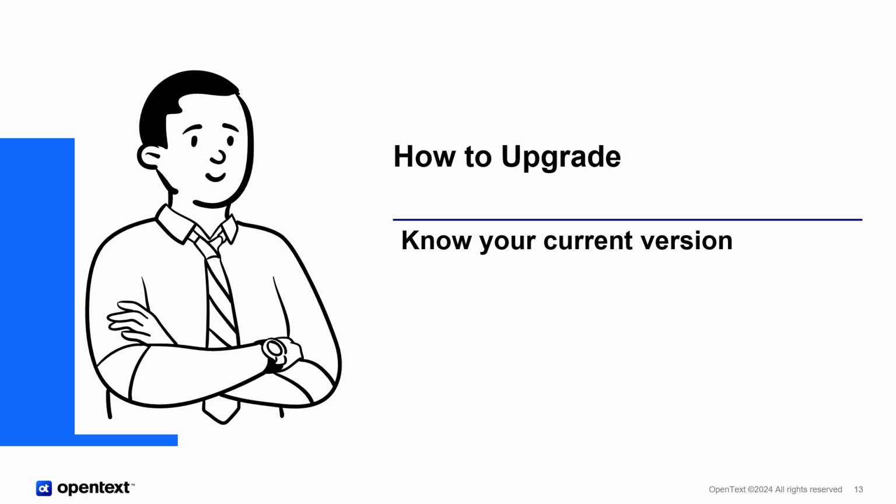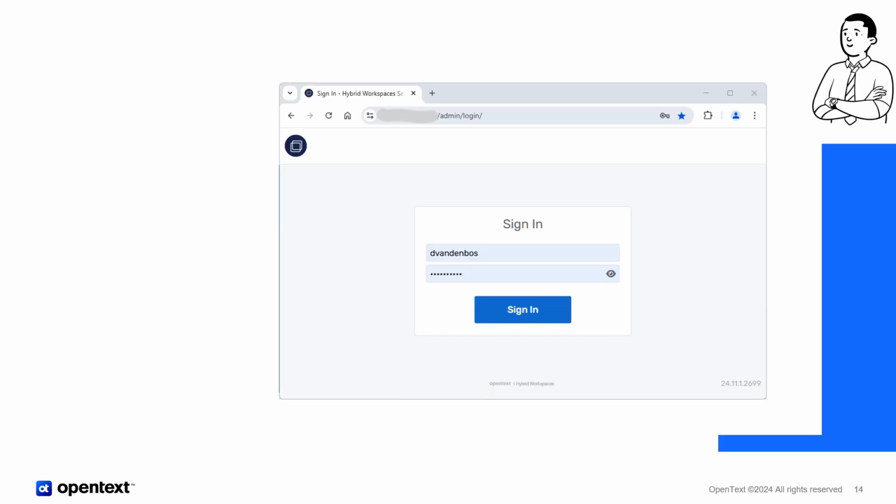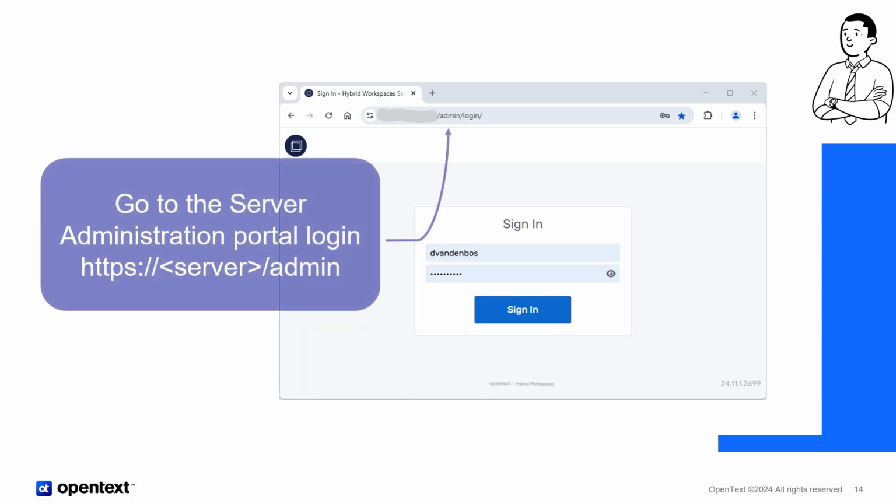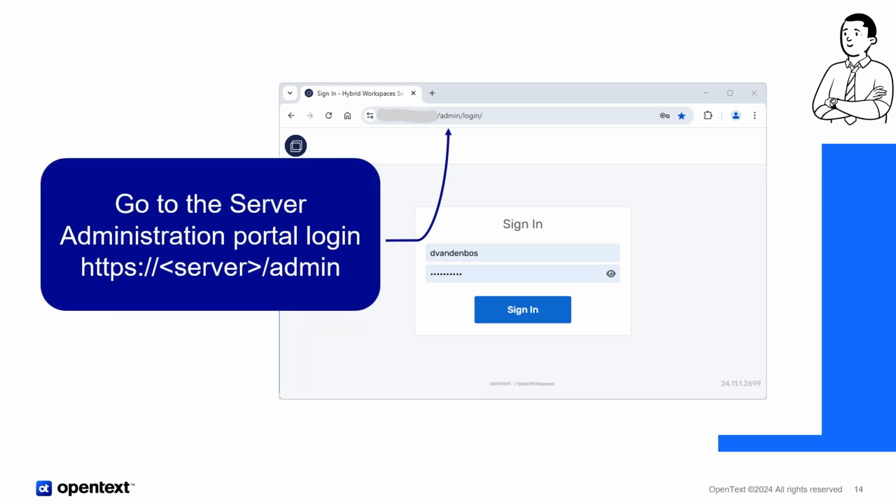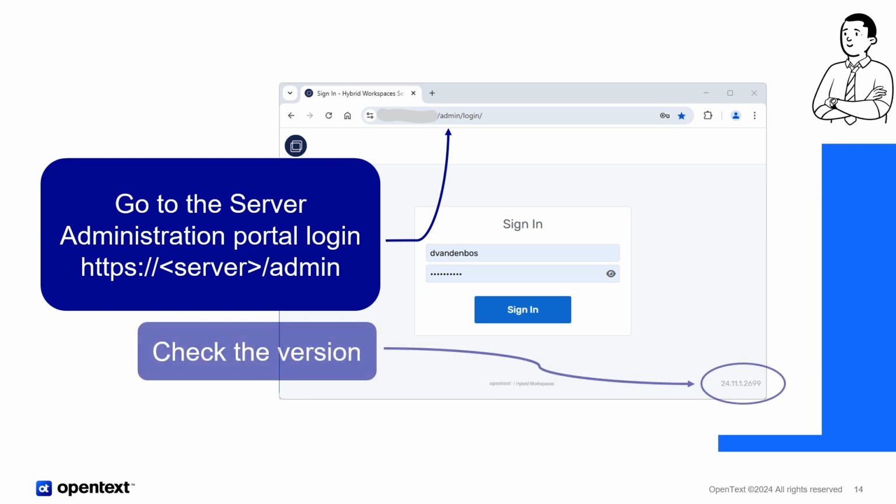Assuming that you aren't already on the latest release, but want to be, let's look at how you would do that. The first thing you need to know is what version you are currently using. If you don't know the version, the best way to find it is to log into the server administration portal. Your product version is displayed in the lower right corner of the screen. In this case, the version is 24.11.